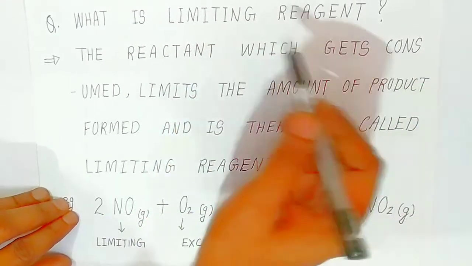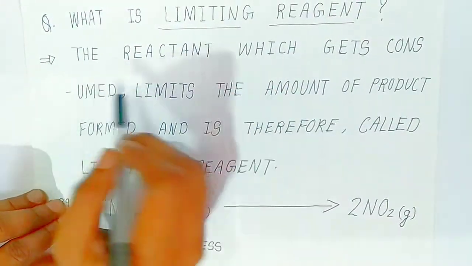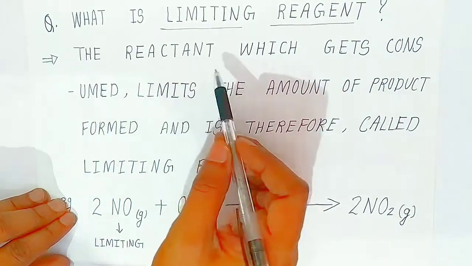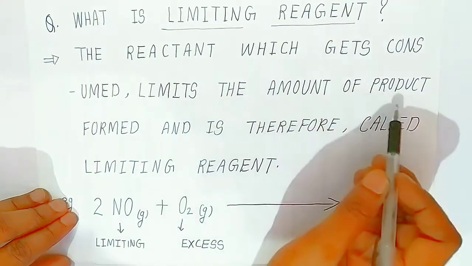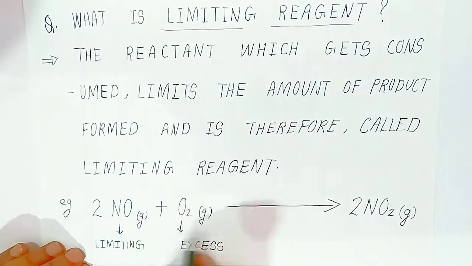What is limiting reagent? The reactant on the reactant side, students, which gets consumed, the reactant which gets consumed limits the amount of product formed, and is therefore called the limiting reagent. Now students, here the reactants are combining and forming the product.